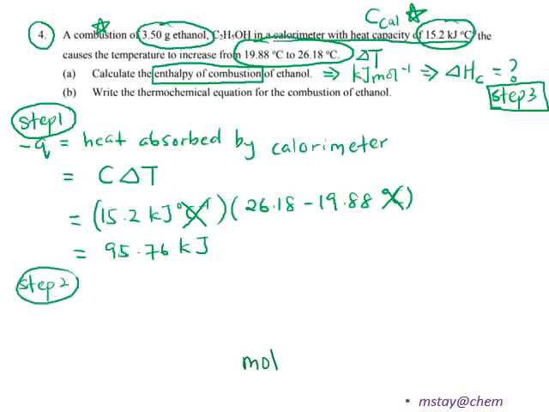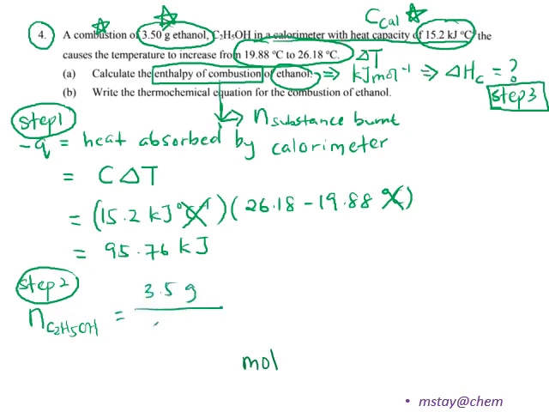For step 2, when we want to find the number of mole, since this is enthalpy of combustion, the number of mole that we're looking for is the number of mole of substance burned. In this question, it is combustion of ethanol, so we're going to determine the number of mole of ethanol, which is C2H5OH. We use the formula mass over molar mass, 46 gram per mole. Gram and gram can be cancelled out, so we end up with the number of mole being 0.0761.